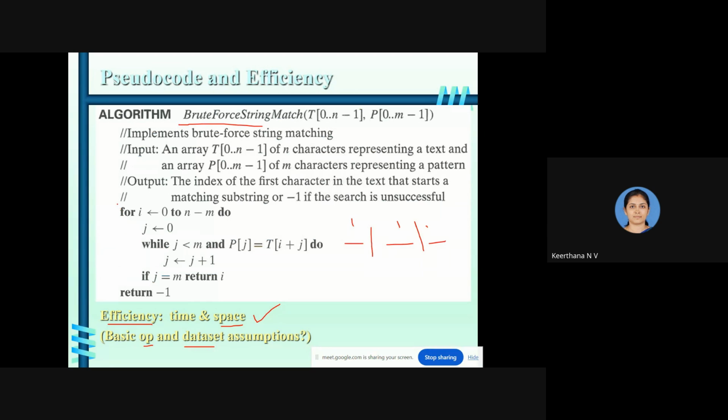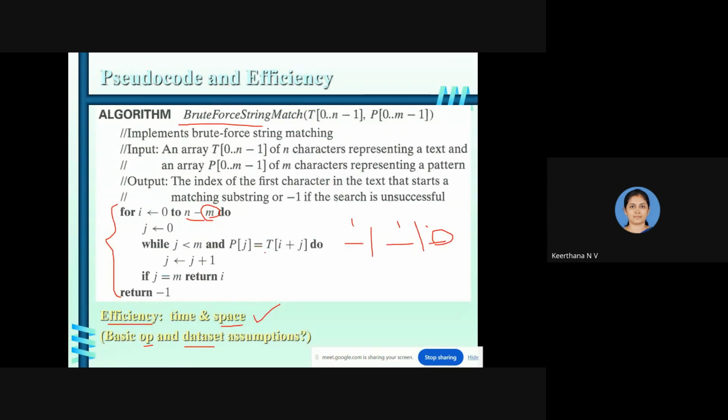So this is a loop for traversing throughout the string for string matching. It will travel up to n minus m. N minus m means, if you are dividing your array, n will be the last position in your text, and m will be the length of the pattern. So m is the length of the pattern, and n is the length of the text.